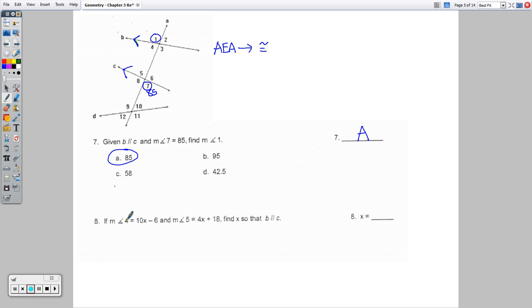If the measure of angle 4 equals 10x minus 6. So now I'm going to assume that this is the case. That's 10x minus 6 degrees. The measure of angle 5 is 4x plus 18. So this one I'm saying is 4x plus 18. These two, if B is going to be parallel to C, these two would have to be supplementary. That's how we're going to get that to be the case. These two are consecutive interior angles.